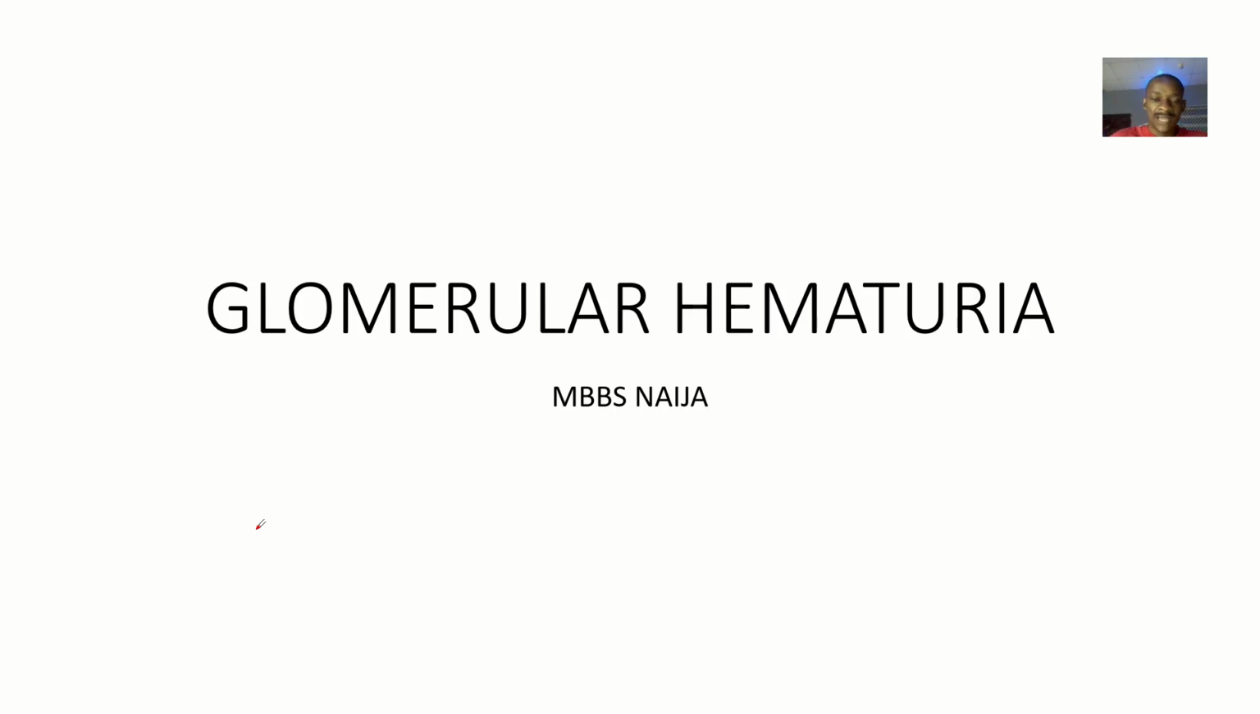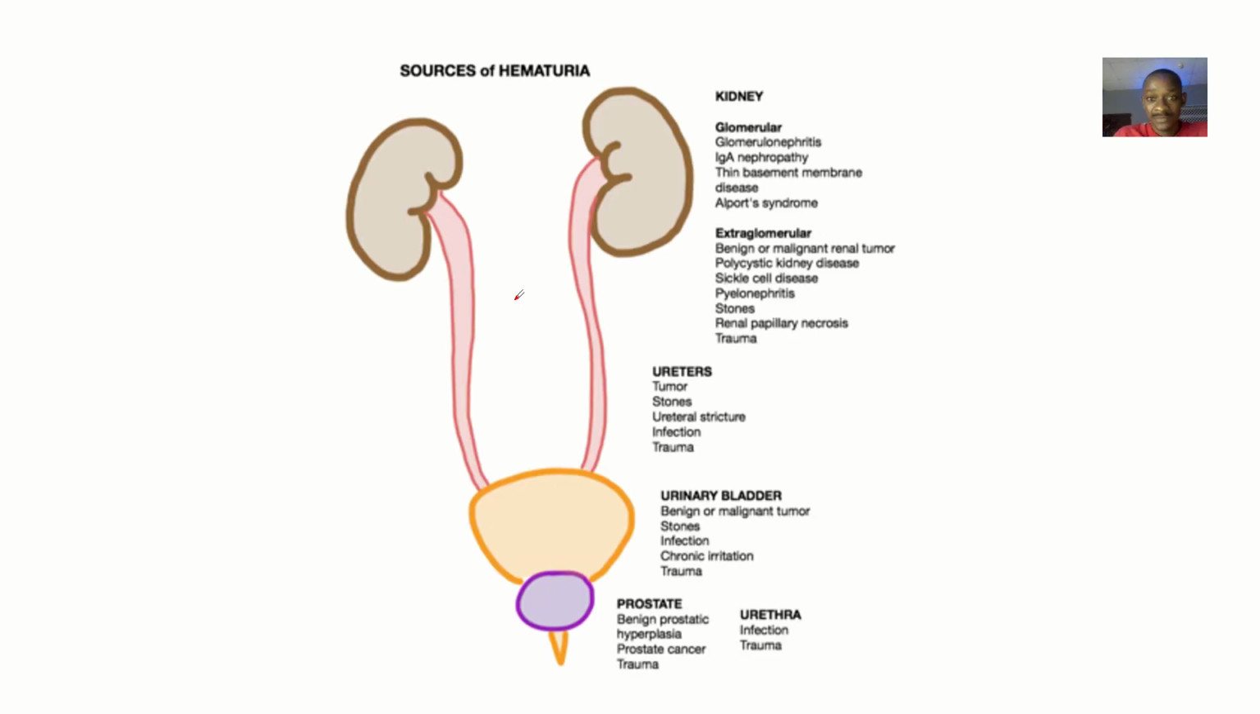Let's go on to the next type of hematuria, which is called the glomerular type of hematuria. I think you can spot the word glomerulus in glomerular. So that simply means the cause of the blood in urine has to do with the glomerulus. That's just a rough idea about the whole thing.